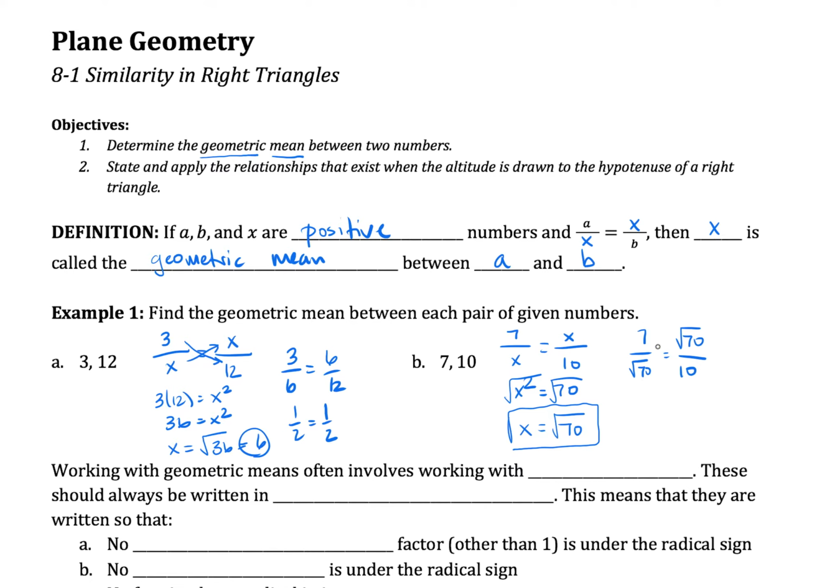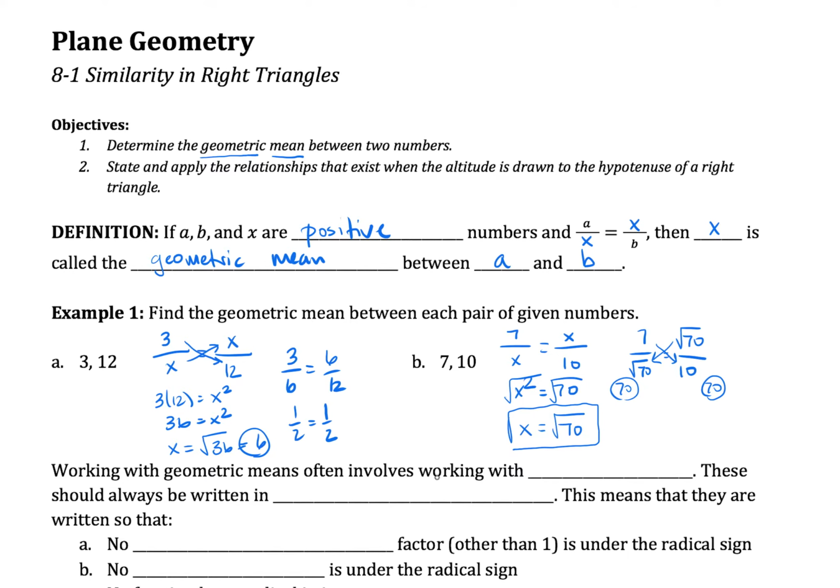But what we could do is also just cross multiply it. And when we cross multiply, we notice that we get 7 times 10, which is 70, and square root of 70 times square root of 70, which means you're squaring a square root. A short explanation of what happens there is when you square a square root, if you have the same number underneath the square root, then you get rid of the square root, and so we would just end up with 70. And so the square root of 70 is our geometric mean between 7 and 10.